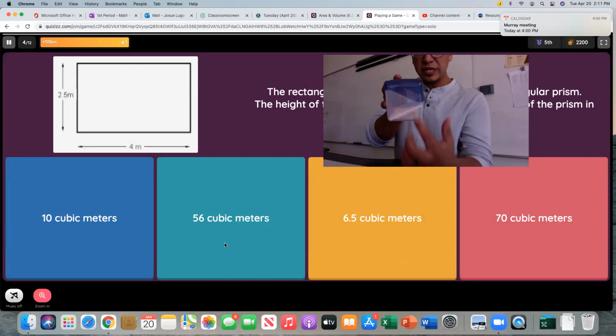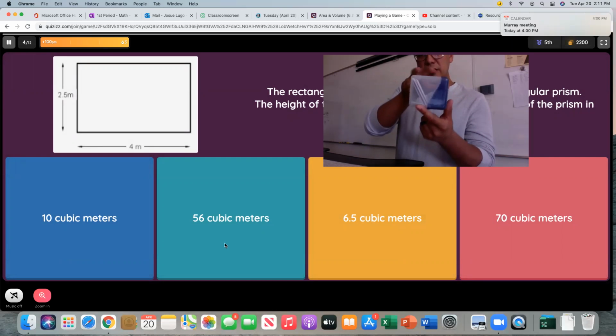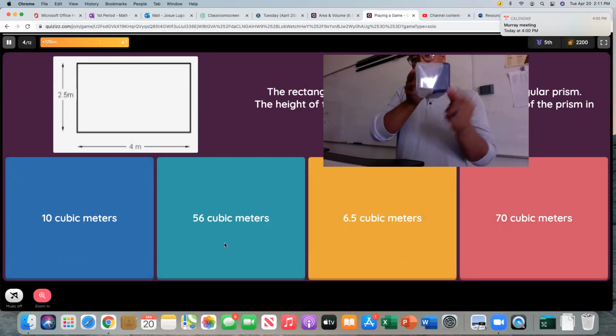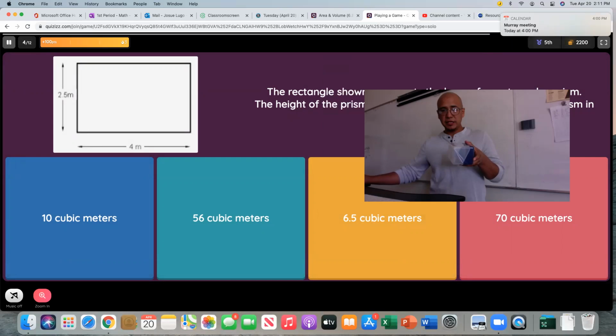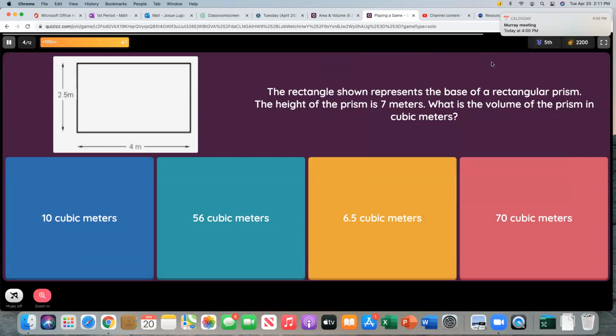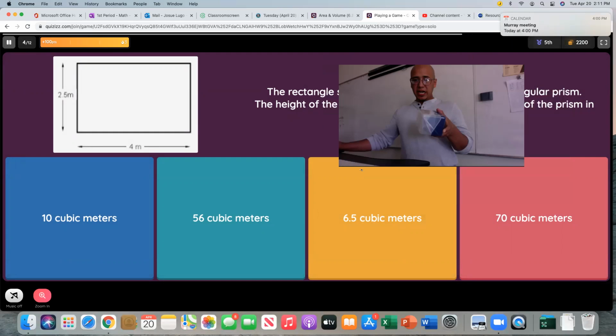So notice how this is a rectangle. You can think of this as being 4 meters right here, and this being 2 meters, 4 and 2. That is what that is showing you right there. Now it's saying that the height of the prism is 7 meters, meaning that if you look at this high part, this would be 7 meters. So we have 4, 2.5, and 7.